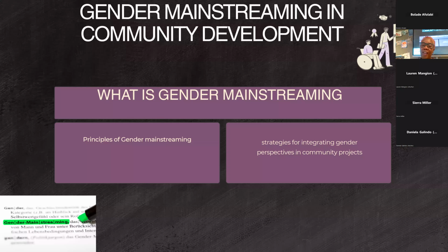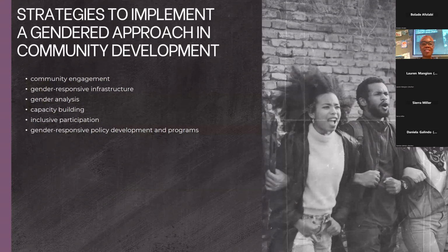And again, it can take some time to get used to, but the intention is that you're being intentional. So again, inclusive and meaningful participation using gender analysis, and having gender sensitive programming. I just want to go so fast because now this thing needs to go back. So strategies to implement a gendered approach in community development: community engagement, talking to the people who are being affected, gender responsive infrastructure, doing gender analysis, which we spoke about, capacity building, inclusive participation, and having gender responsive policy development and program.